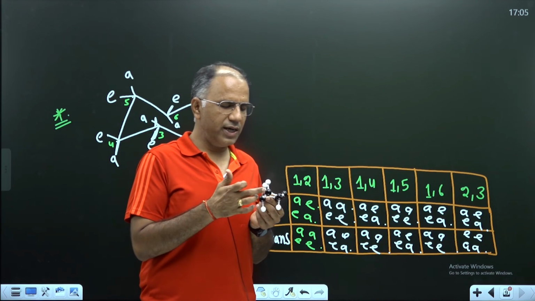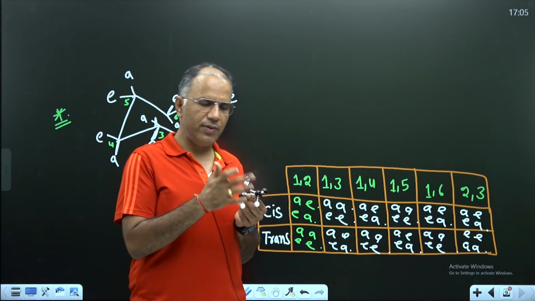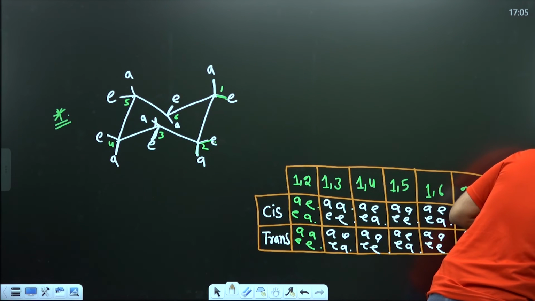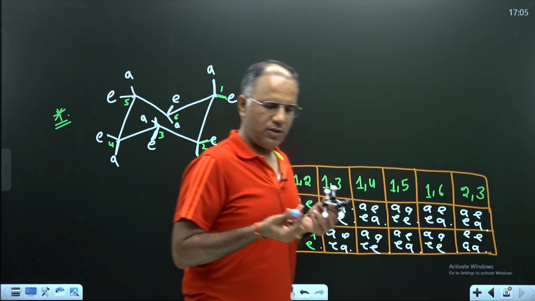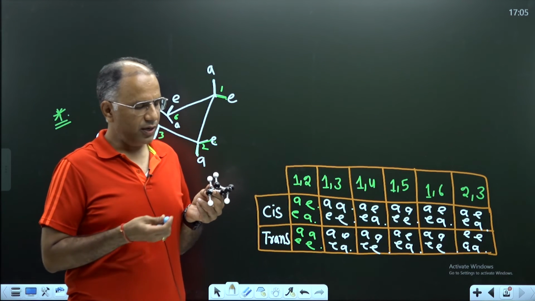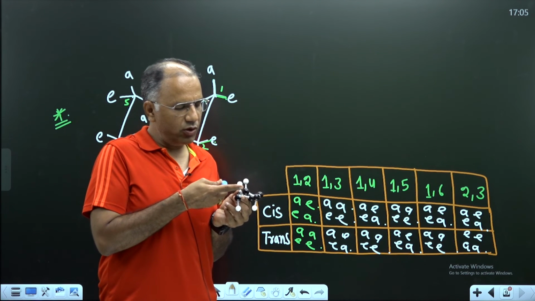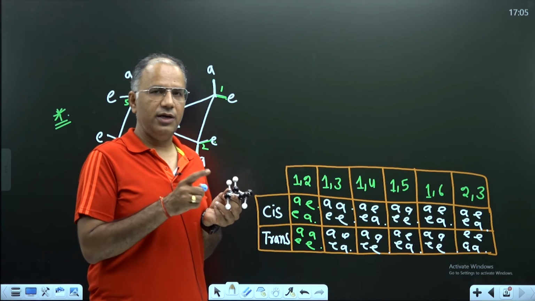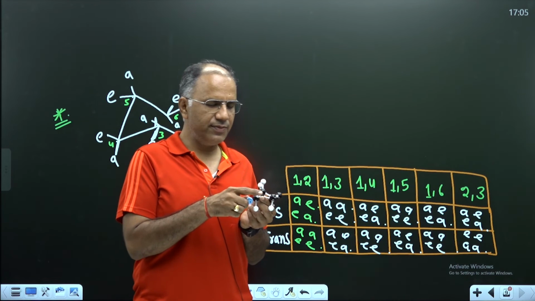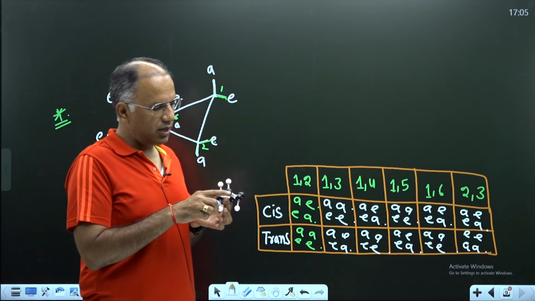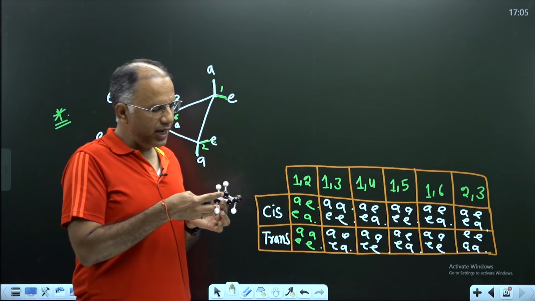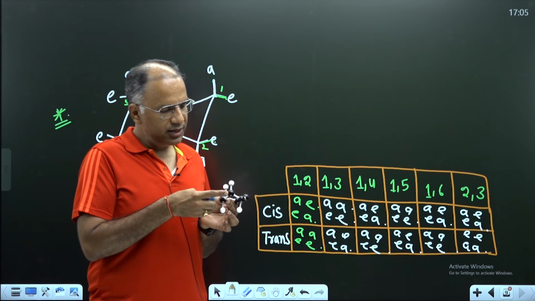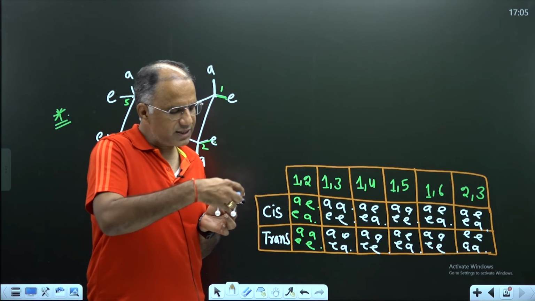Now, how to draw the equatorial position? The equatorial bond is parallel to the second carbon-carbon bond of the ring. So let me change the color. Now this color represents equatorial. If I have to draw an equatorial bond across this carbon, the valency must be away from the ring, in order to be tetrahedral. This means not inside the ring and parallel to the second carbon-carbon bond.